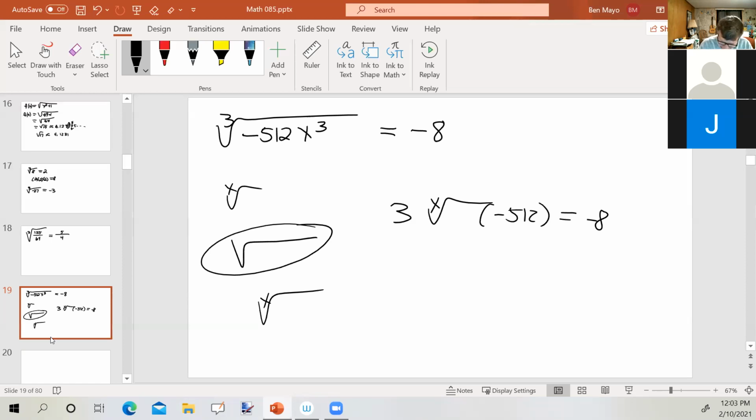Nope. Okay, what's the cube root of x cubed? X. Now, they didn't say anything in the instructions about assume all variables are positive or negative. We don't need to, because if we're taking an odd root, we can get a negative answer. So I don't need absolute value bars around that x. To put them there would actually be wrong.